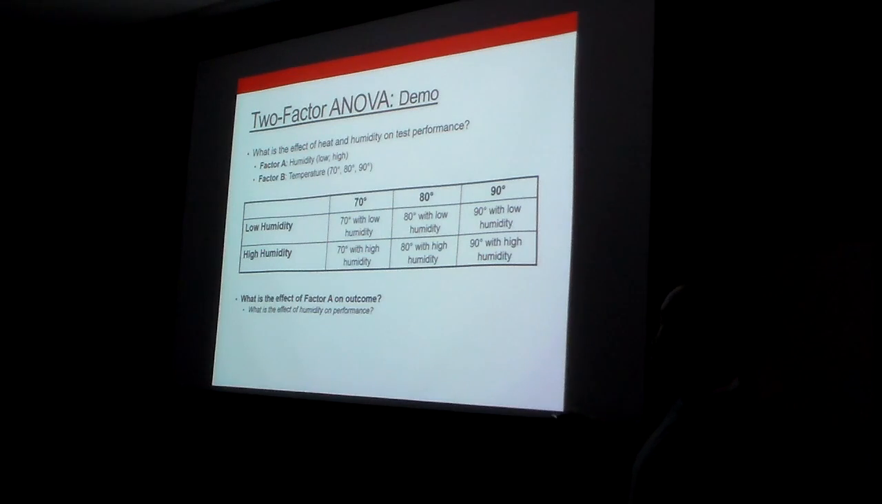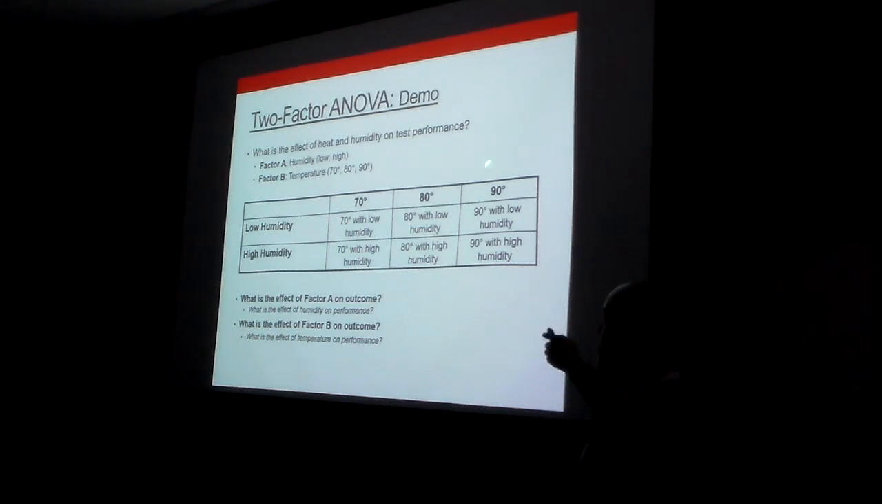All right, cool. So there are three different questions we're going to ask with this design. One, what's the effect of factor A on the outcome? What's the effect of humidity on performance? If we collapse across temperature, do we see differences in performance at high and low humidity? We also have an effect of factor B. What's the effect of temperature on performance? If we ignore humidity, do we see differences in people working at 70, 80, and 90 degree temperatures?